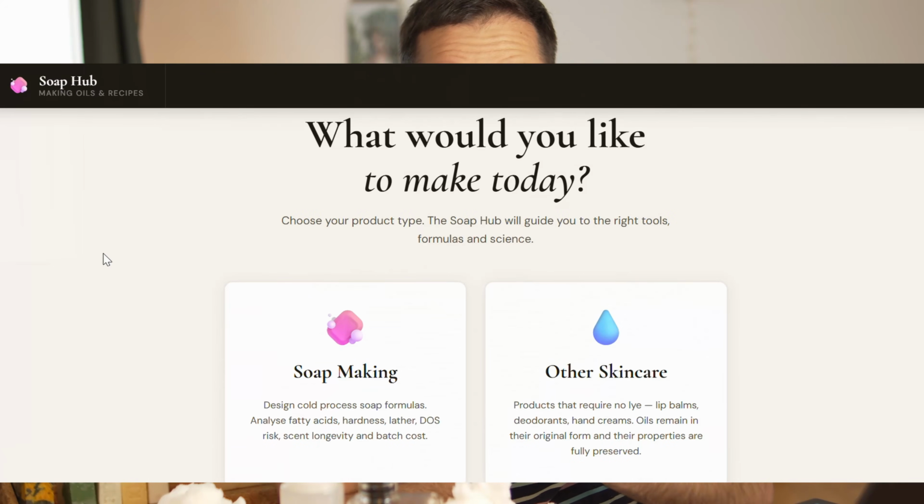Let's now understand formulation, and this is very important, guys. Soap Hub will ask what you would like to make. Would you like to make soap or other skincare? And why is this important? Because your oils and butters in soap behave completely differently than they do in other skincare products like lip balms, deodorants, hand creams, and so on.